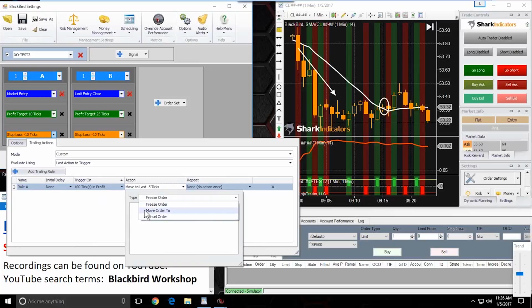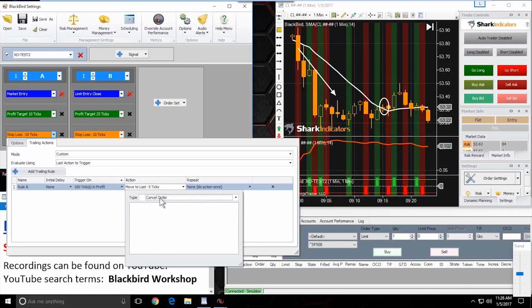Right. And then there's move order too, right? That's the vast majority of people are just going to use the move order too. And we'll cover that in a little more detail here in just a moment. And so the last option here is cancel order, right?